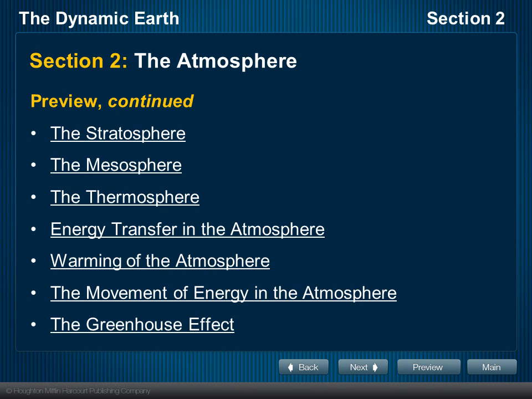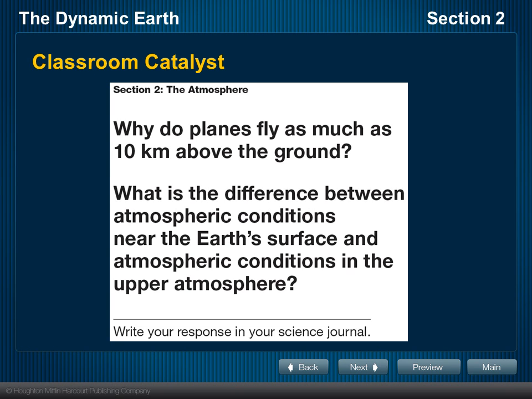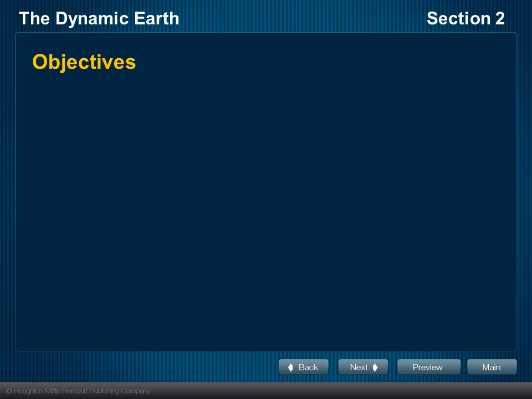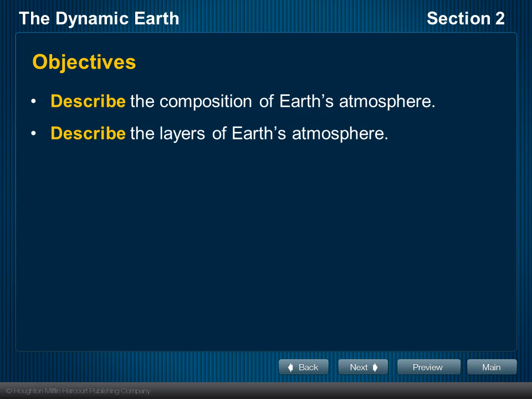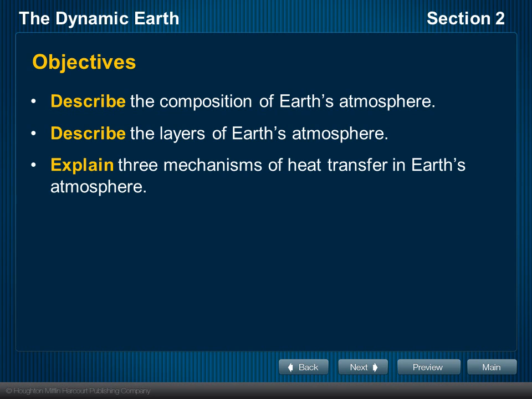Here again, these are just all of the main points of interest for this part of the chapter. Once again, your objective questions, understanding these and being able to answer these, put you in a good position, not only for the oral quiz, but for the written test at the end of the week as well.